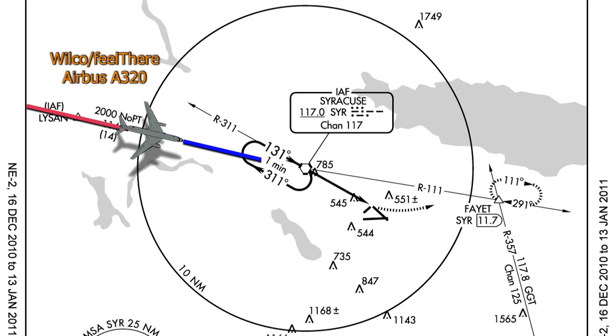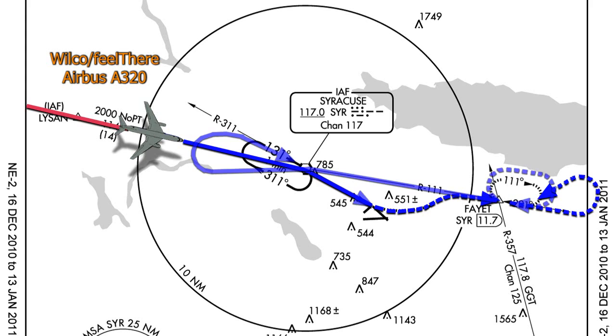Now for this approach, as I said before, we're going to use the Airbus 320. We're actually going to use the Wilco Airbus 320. We're going to start this approach after overflying the Point Lysan a few miles away from the Syracuse VOR on a heading of 114 to the Syracuse VOR, and then we'll do the rest of the approach, the missed approach, the hold, the flight back, the procedure turn, and then the final approach again. So let's get in the airplane and let's fly this approach.